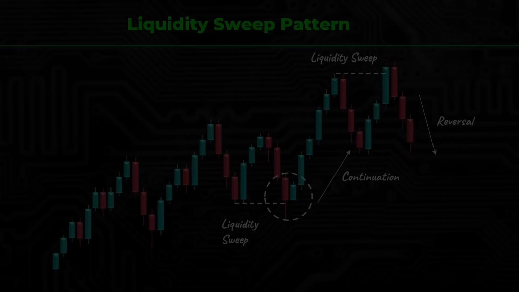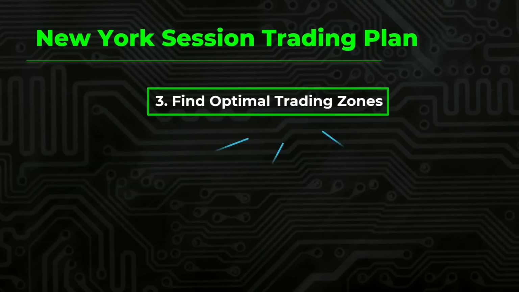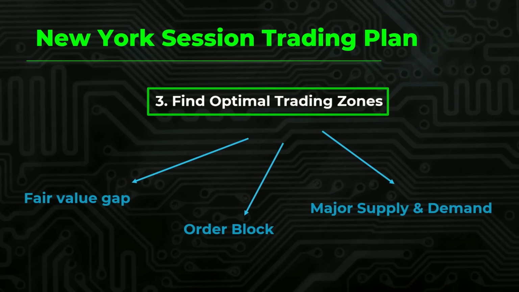Now, the third step is finding optimal trading zones and opportunities aligned with the dominant side of the market. In this step, we simply mark the fair value gaps, order blocks, and major supply and demand levels. The previous videos have explained the concepts of fair value gaps and order blocks. But still, if you have any doubts about these topics, check the video links in the description.